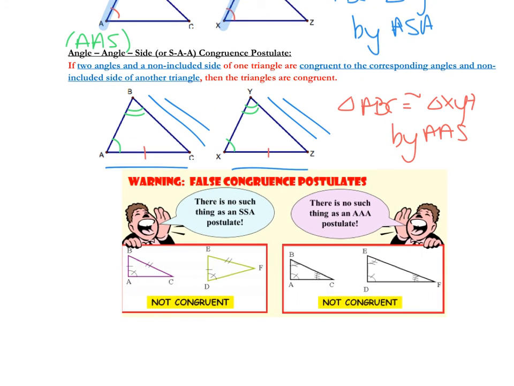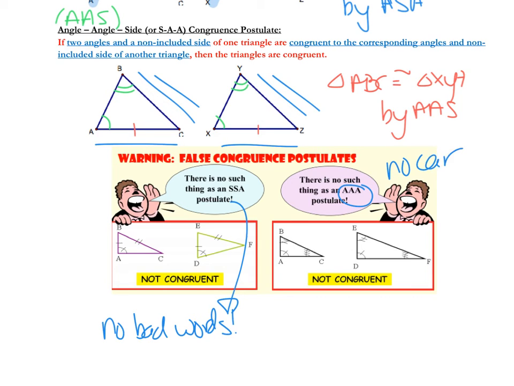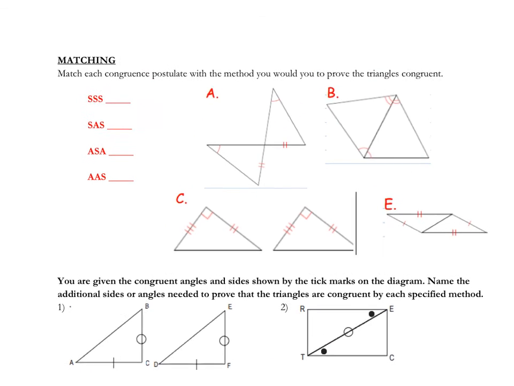There's two that sometimes people like to use, but we cannot use them. So the first one is SSA. We do not spell any bad words in math backwards, so no bad words in math. And then another one that sometimes people like to use, but we can't use is angle, angle, angle. And in math class, we have no car trouble. Okay, so no bad words and no car trouble in math class. Okay, last page. We're getting there.